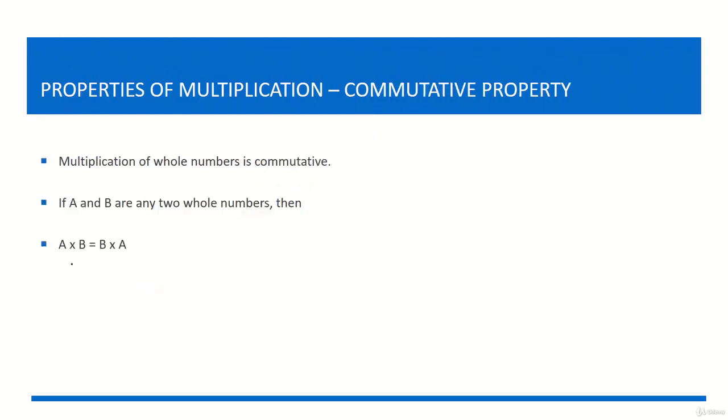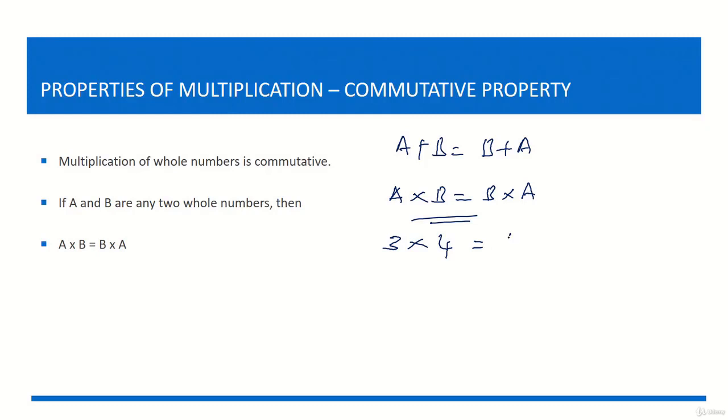The next property is commutative property. The multiplication of whole numbers is commutative, just like addition. In the case of addition, a plus b is equal to b plus a. Similarly, in the case of multiplication, a into b is equal to b into a. That means 3 into 4 is nothing but 4 into 3. 3 into 4 is 12, and 4 into 3 is also 12. This is the commutative property of multiplication.